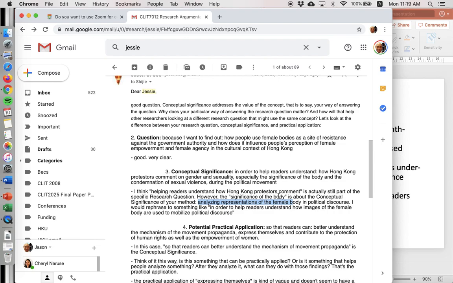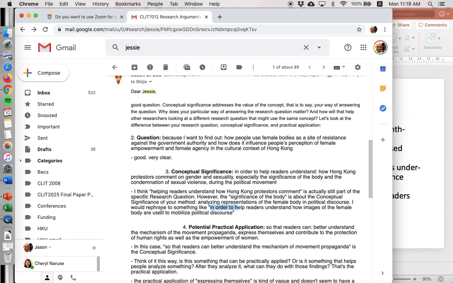Okay, so basically a reader, when they understand the conceptual significance, will be able to use it as a methodology, and they understand why that methodology is useful. Why is it significant? So this is the way I would have rephrased it: in order to help readers understand how images of the female body are used to mobilize political discourse. So when someone understands your conceptual significance, they also know how to use your methodology to apply it to their research question. So in this case, the conceptual significance is the female body.